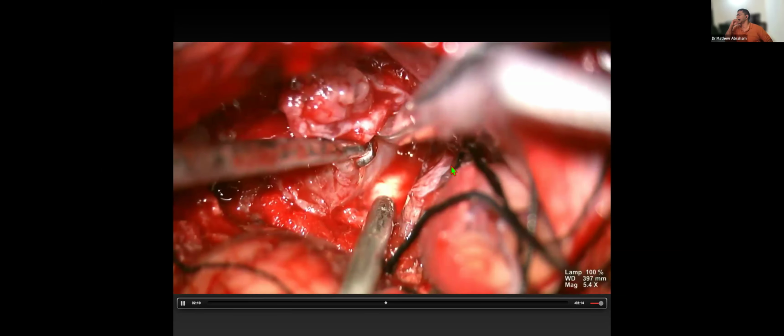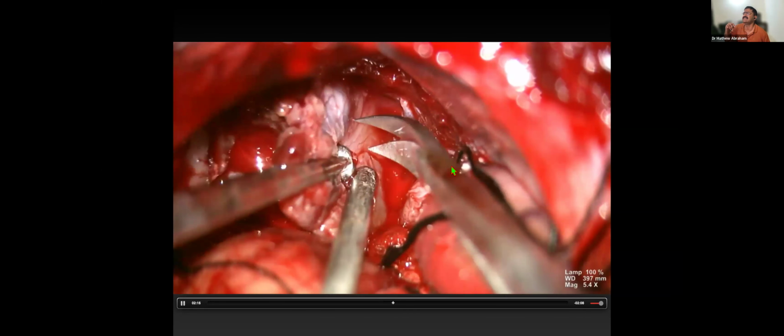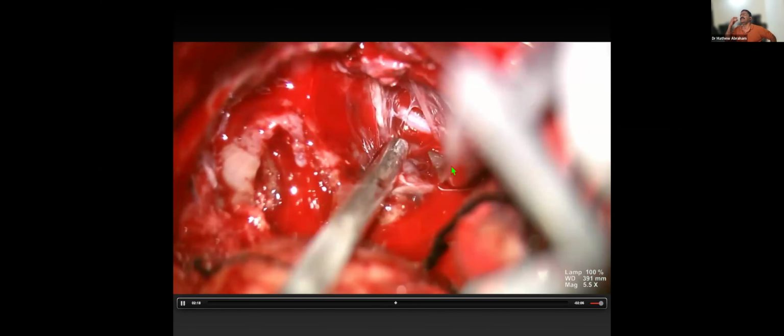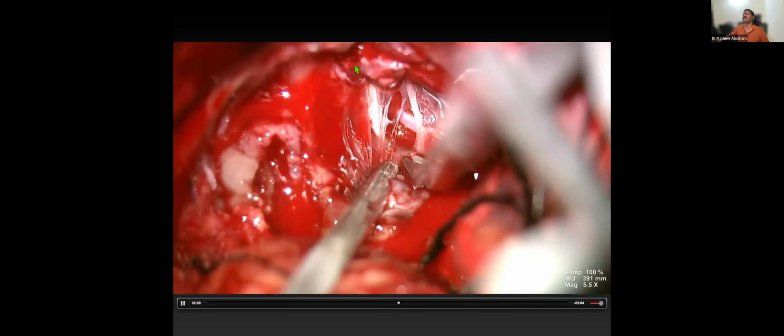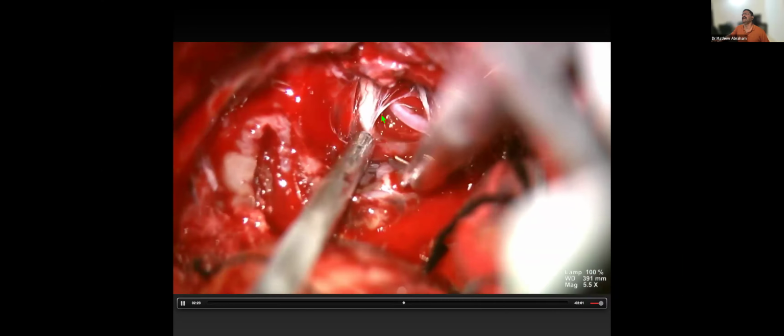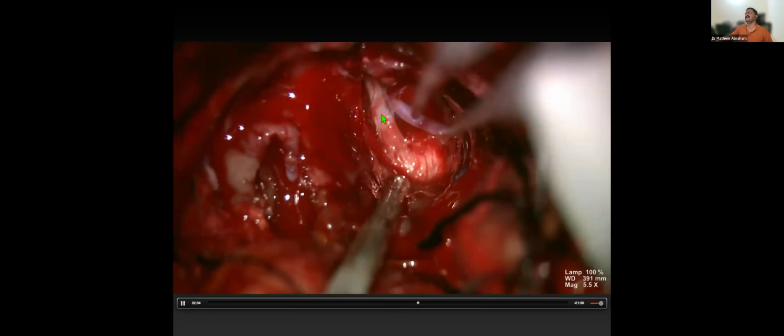The emphasis is on periodic decompression. My mentor, Professor Suresh, says that as you decompress, the whole scenario becomes simpler. This is a lower cranial nerve being protected. The lower cranial nerve is perhaps the most important among the cranial nerves. If you lose it, the patient can die. But it's reasonably straightforward because it's in a cistern outside the tumor.